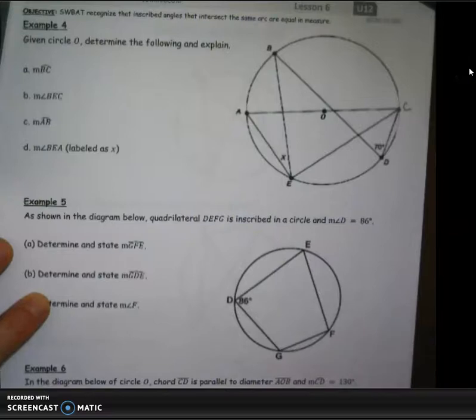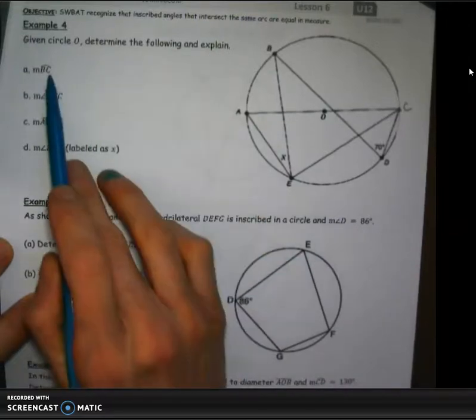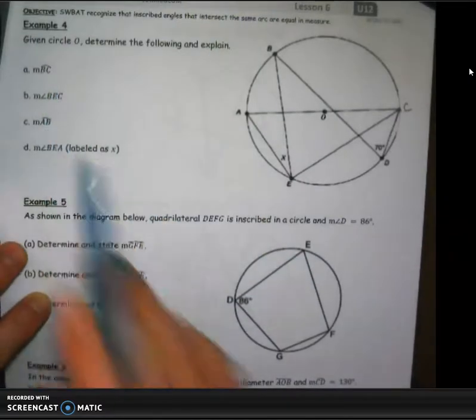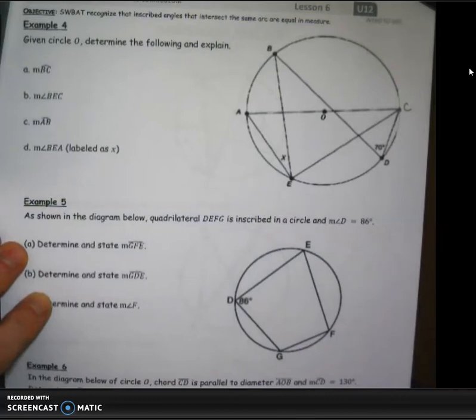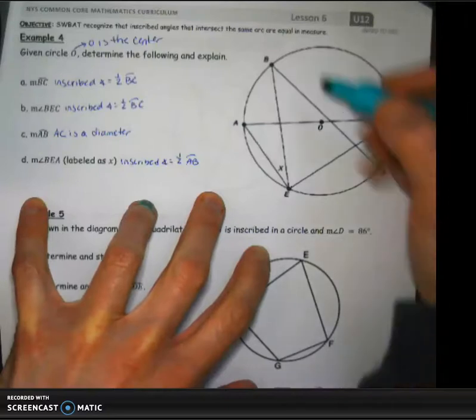Example number 4 says, given circle O, determine the following and explain. So why don't you go through this, pause the video, see what you can write down, and then meet me back here and we'll go over it. Pause the video.